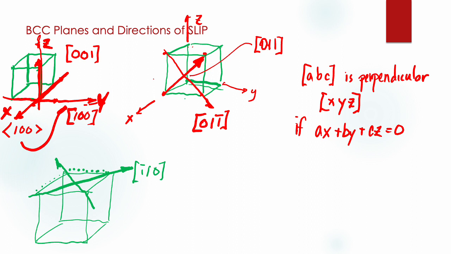This direction that's perpendicular to it is also moving -1 in x, but it's moving -1 in y as well. So this direction is 1 bar, 1 bar, 0. And again, a times x, so -1 times -1, that's +1. Plus -1 times 1 is -1. Plus 0 times 0, that is equal to 0. So those are the directions that are perpendicular on the top and the bottom face.